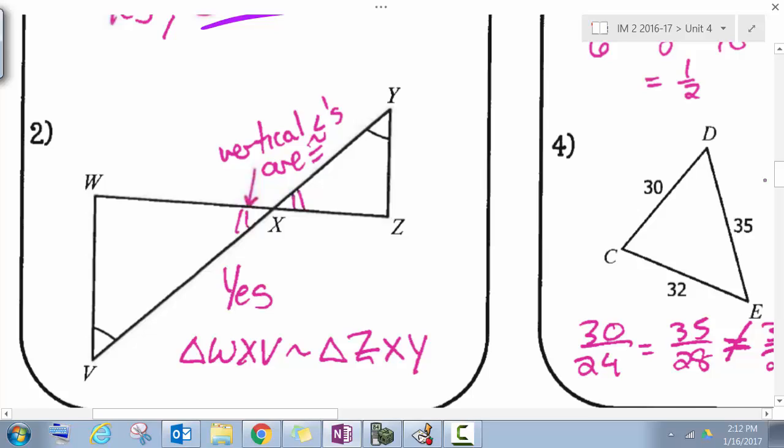If we look at a diagram like this, remember vertical angles, these angles that make a bow tie, if you will, are congruent. They are angles that are across from each other. So those angles are congruent, and angle V is congruent to angle Y, so we have two pairs of angles congruent, and that's all we need. So, yes, they're similar, and W would go with Z, so they both go first. Then X goes with X, which kind of makes sense, and then V goes with Y because they have to line up.